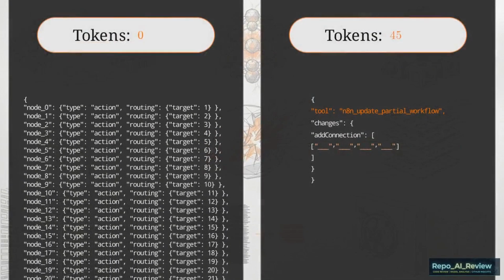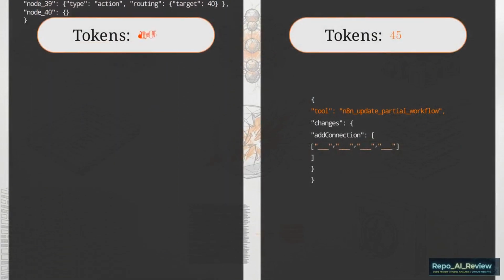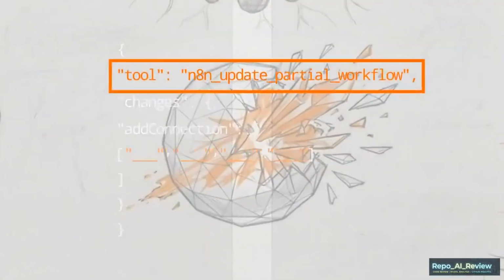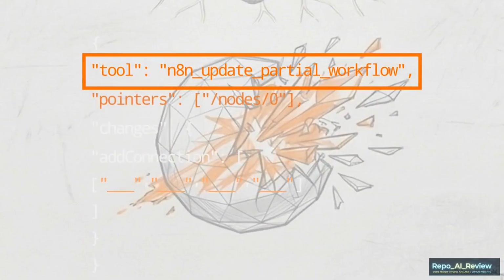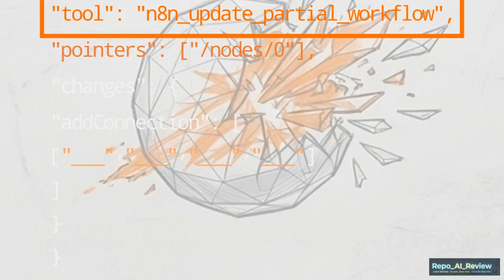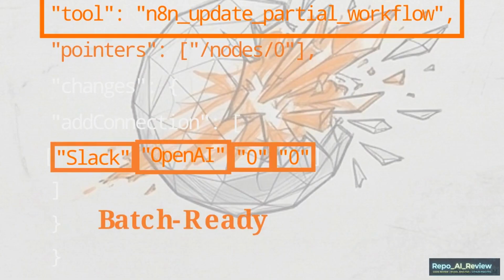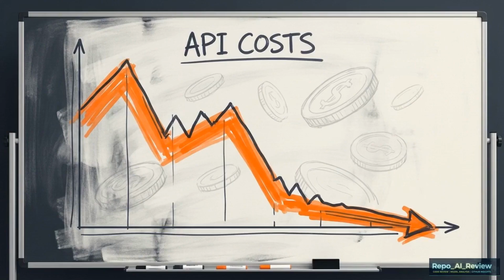This split screen compares the massive full transfer on the left to the highly targeted n8n update partial workflow operation on the right. The AI uses targeted pointer references to batch modify specific components without rewriting the entire file. To manipulate routing logic, the AI must explicitly define a strict 4-parameter string format within an add connection array. This targeted diffing drastically reduces system latency and API token costs.